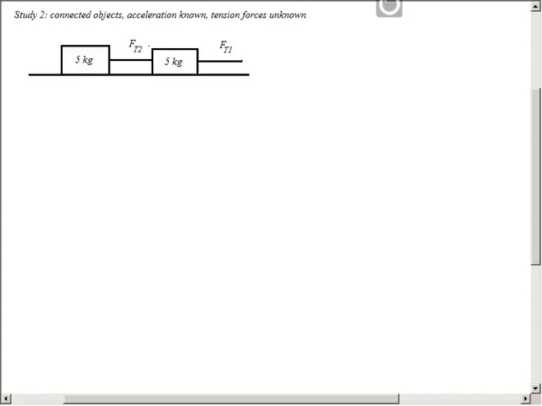One of the first things I want to do is define my axes. So let's go ahead and draw the axes here. We have our vertical axis, y, and our horizontal axis, x. Let's also define which object is object 1 and which object is object 2. So we'll call this one 1, and we'll call this object object 2.